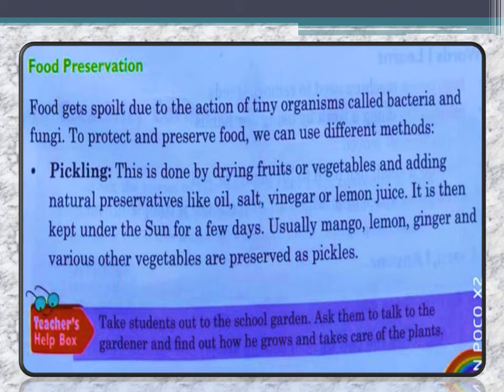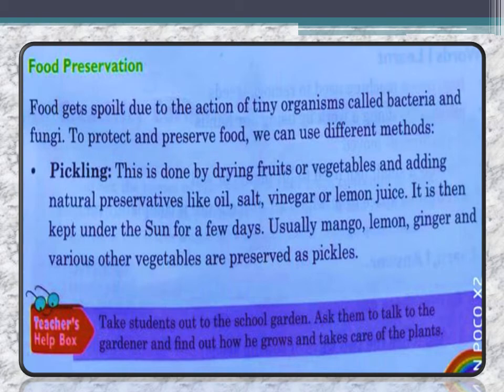To protect and preserve food, we have different methods. So first we have pickling. Now how is pickling done? You must have seen this method at your home. You must have seen pickles. Your mother would be making pickles, and that is the process of pickling.